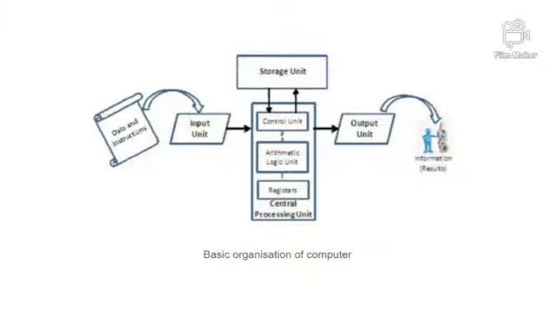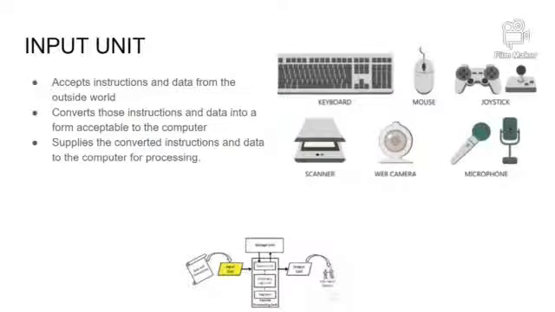Even though computers differ in size, shape, performance and cost, the basic organization of a computer is the same. It consists of a few functional units, namely input unit, central processing unit, storage unit and output device. First, let us have a look at the input devices of a computer. Here you can see some familiar input devices like keyboard, scanner, mouse, etc. in the picture. So, what is an input device?